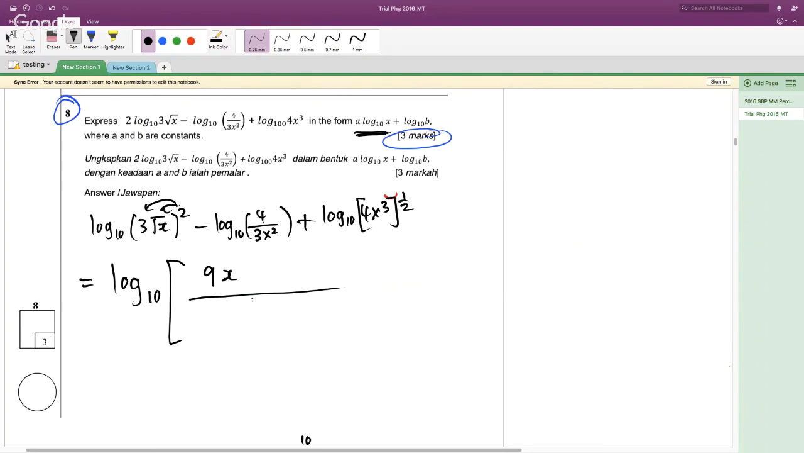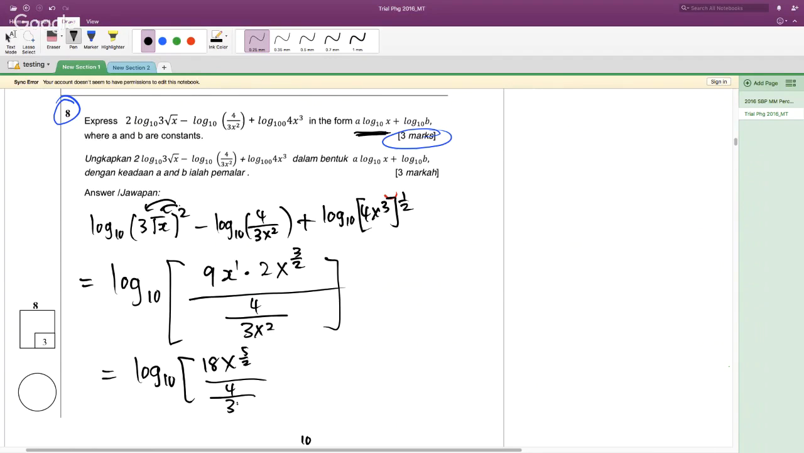Right, then this one is 4 over 3x squared, at the bottom. And then the whole thing here is basically multiplied. So square root 4, power half means square root, right? So square root 4, you get 2. And then this one, x is power 3 over 2. Okay, so if you can understand until this step, then I will do log 10. Okay, 2 multiplied with 9 is 18. Okay, so this is x power of 1, and then this is power of 1, and then this is power of 3 over 2. So it will be 5 over 2, over 4 over 3x squared.